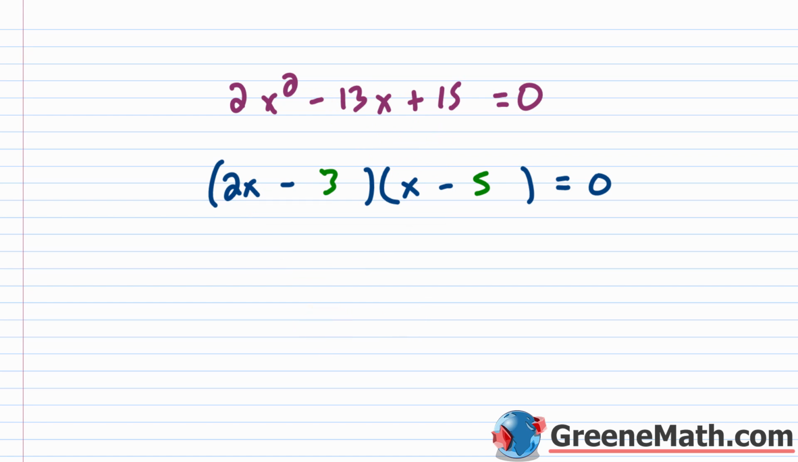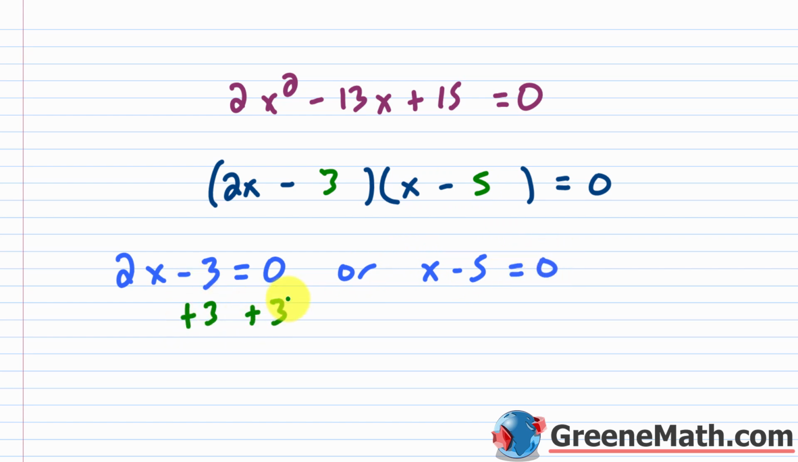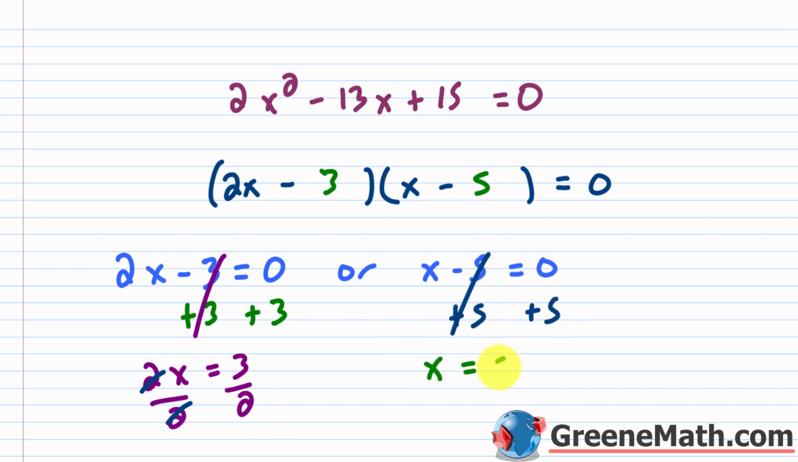Okay, so we're going to use our zero product property. 2x minus 3, this factor, we're going to set equal to 0. Or, we're going to take this factor, x minus 5, and set that equal to 0. We're going to add 3 to both sides of the equation, and this cancels. We get 2x is equal to 3, and then we divide both sides of the equation by 2, and we get x equals 3 halves. Over here, let's add 5 to both sides of the equation, so this cancels. We get that x is equal to 5. So you get x equals 3 halves, or x equals 5.